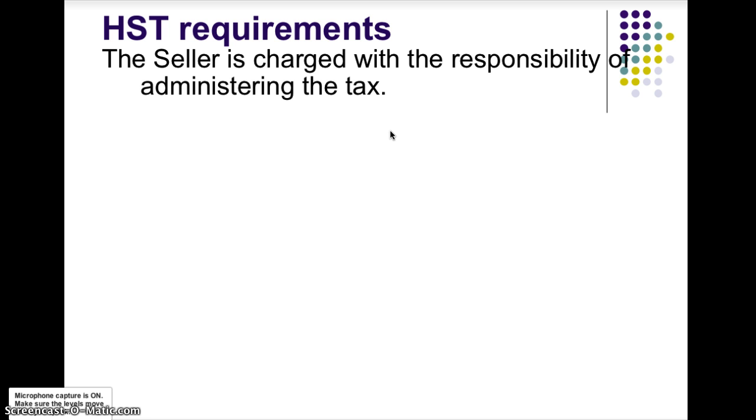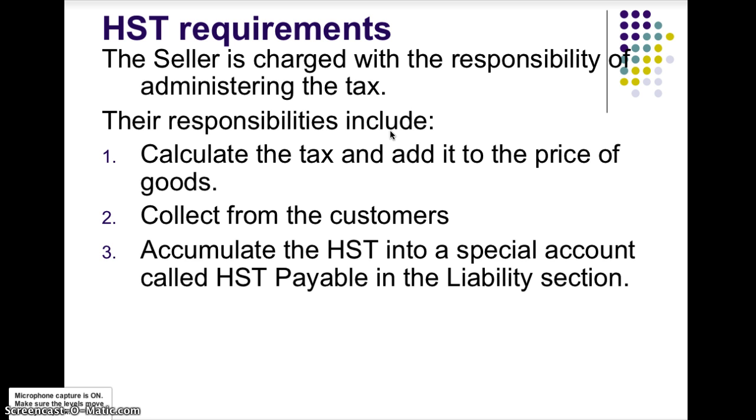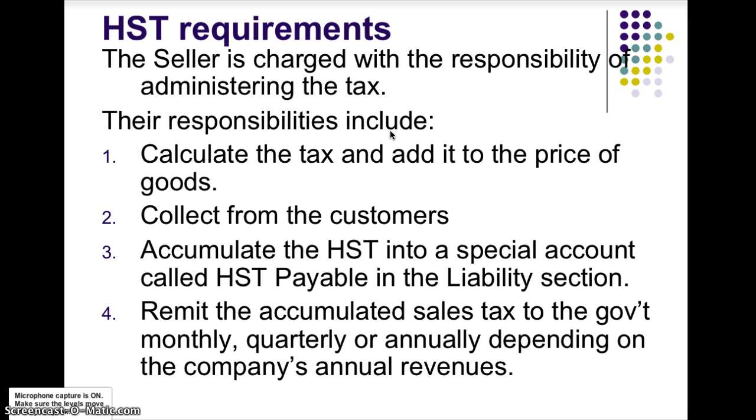The seller or vendor is given the responsibility of administering the tax. This is why when you go to the store, you pay 13% more than the ticketed price. The seller's responsibilities include: calculate the tax and add it to the price of the goods, collect the tax from customers, accumulate the HST into a special account called the HST payable in the liabilities section, and remit or hand over the accumulated sales tax to the government monthly, quarterly, or annually depending on the company's annual revenues.